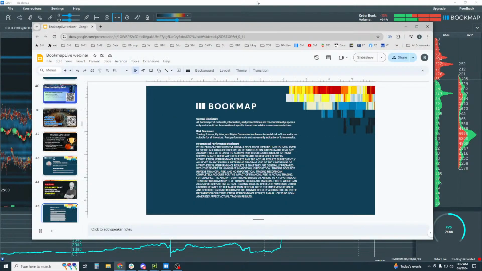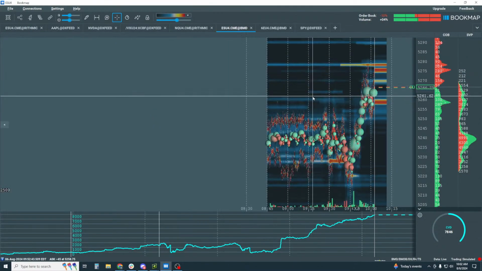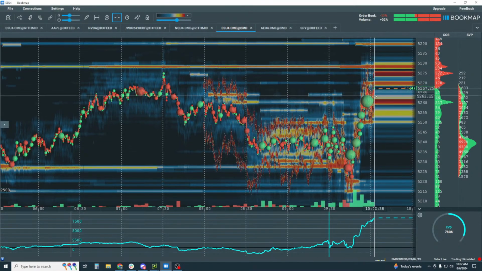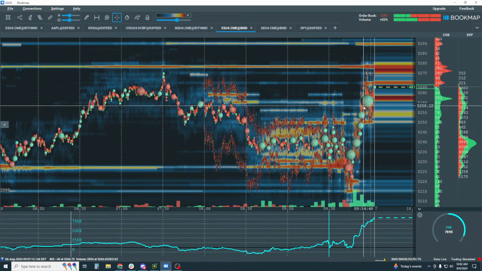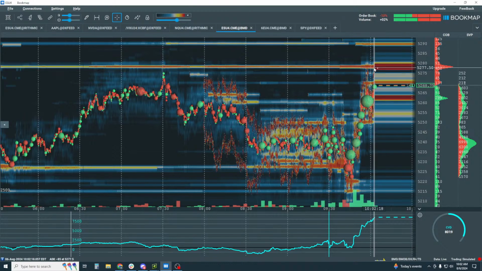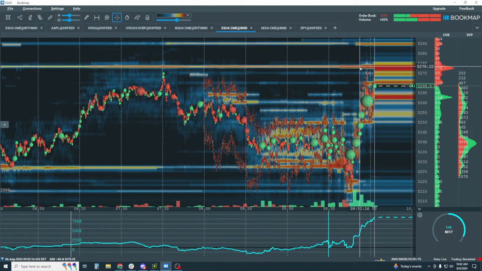All right, so let's jump in. Let's take a look here. We're looking at the S&P E-mini. We're seeing this nice move at the cash open to the upside, looking for the high liquidity right now, up at the previous high of day at 79, 79.80-ish area.